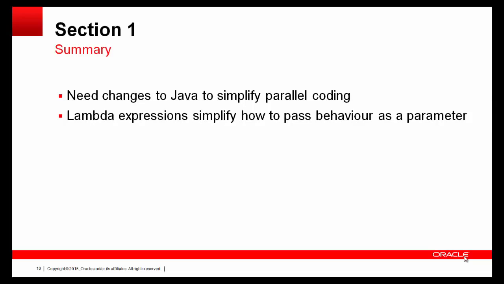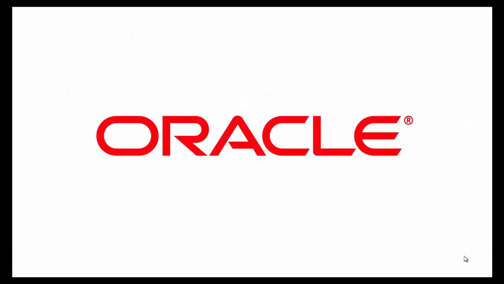So now we have a simple way to pass behavior as a parameter as well as values, because most of the time we pass values as parameters. Now we can pass behavior as well. And we can also assign behavior to a variable if we want to. And that is the end of part 1 of this lesson.